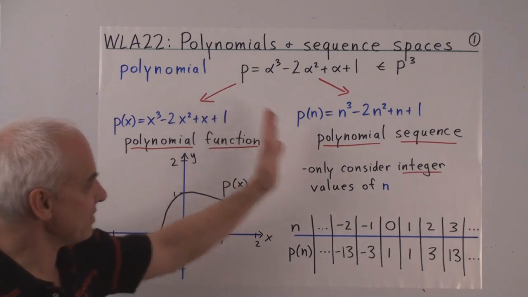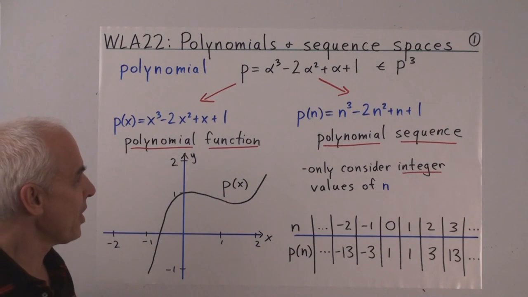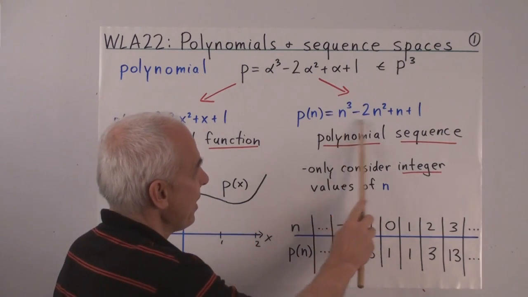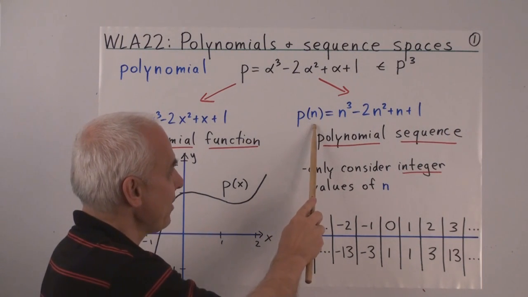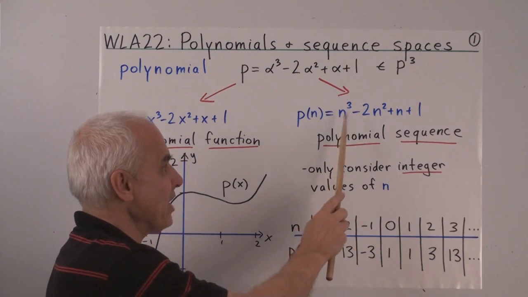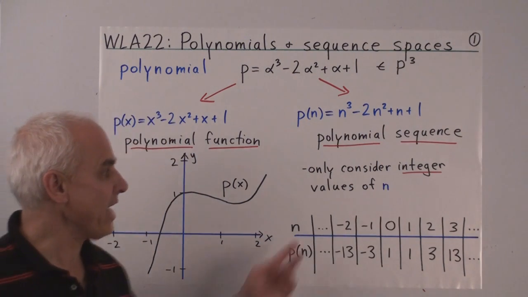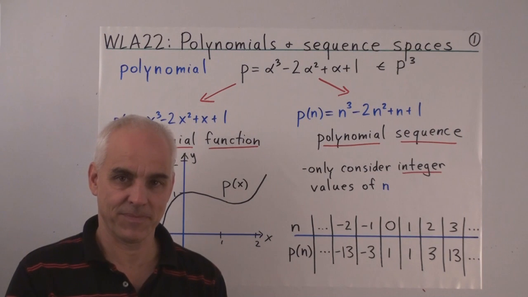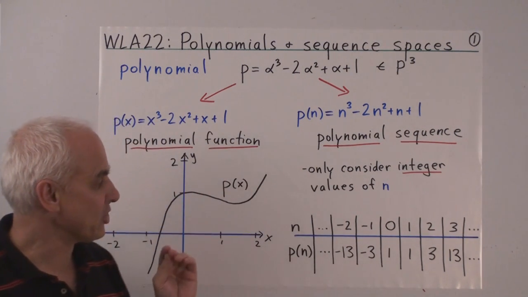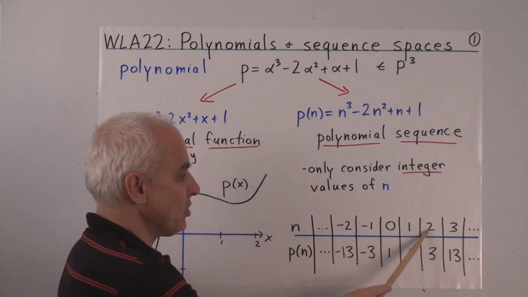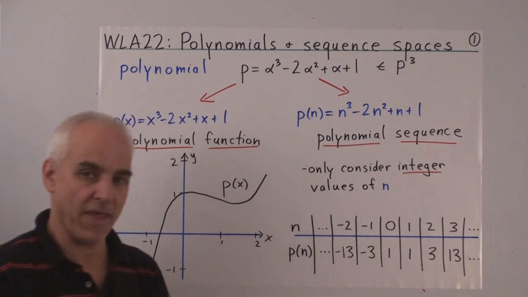Today we're going to look at a quite different interpretation of the same polynomial. We're going to think of this as representing a sequence P of n, which is P of n equals n cubed minus 2n squared plus n plus 1, where n is now an integer. So we're only going to be considering values when n is an integer, 0, 1, 2, 3, and so on in that direction, and also minus 1, minus 2, and so on in that direction.